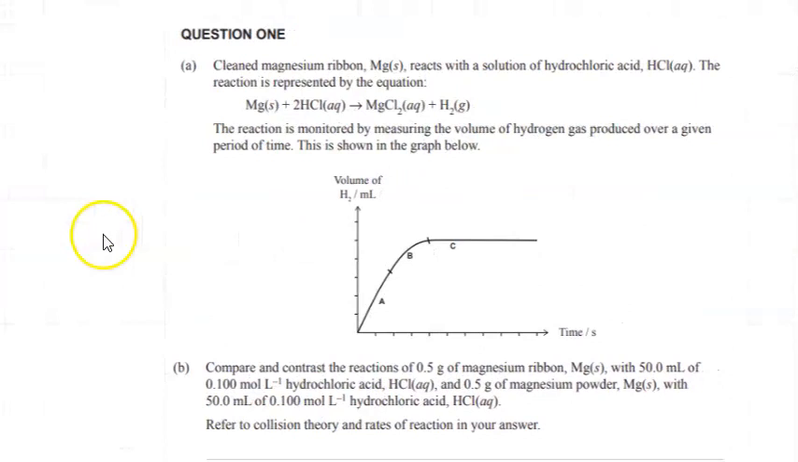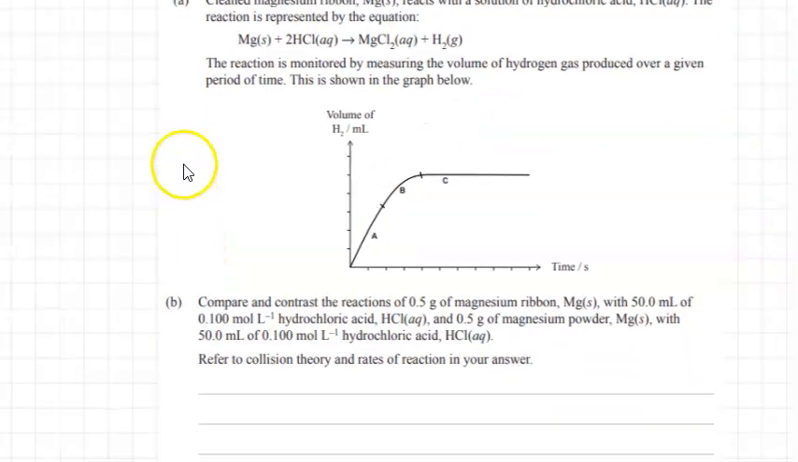So let's have a look at a past exam question. I think that's the best way to go through it, because a lot of this is not just understanding the concept, but understanding how you actually need to express that in the answer, which, you know, for better or for worse is what it is. So we've got question 1: cleaned magnesium ribbon reacts with a solution of hydrochloric acid. The reaction is represented by this equation. The reaction is monitored by measuring the volume of hydrogen gas produced over a given period of time. This is shown in the graph below.